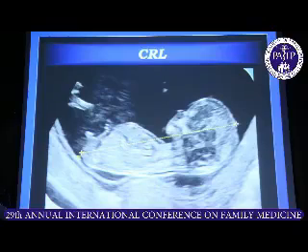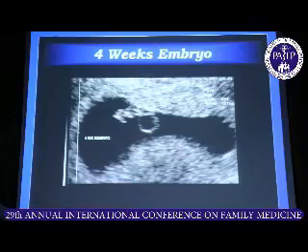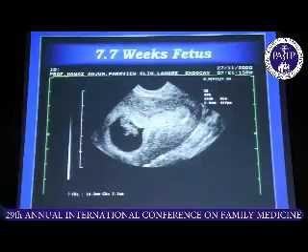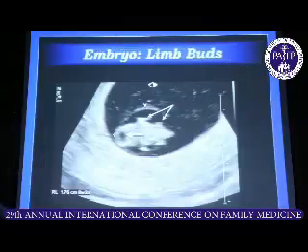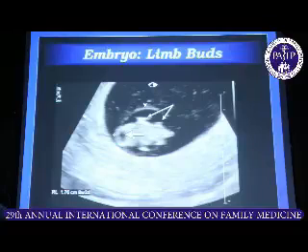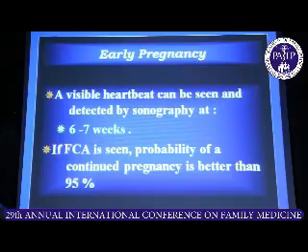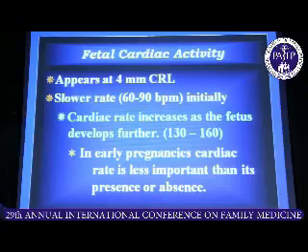You don't measure it along the curvature of the spine or on the occiput. It should be measured from the top of the head to the hips. And here you can see 7 weeks. These are the limb, but this should not be included. And FCA you should see by 6 to 7 weeks.